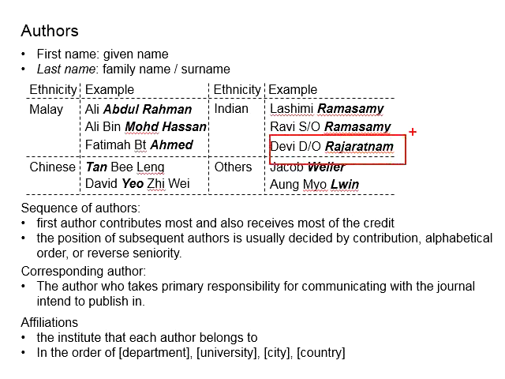Devi, daughter of Rajaratnam. The D/O represents the daughter of. That means this person is a female. Devi will be her name. Rajaratnam will be her last name, her family name.